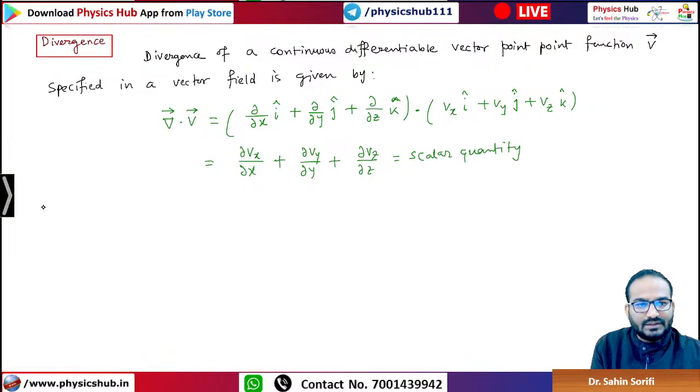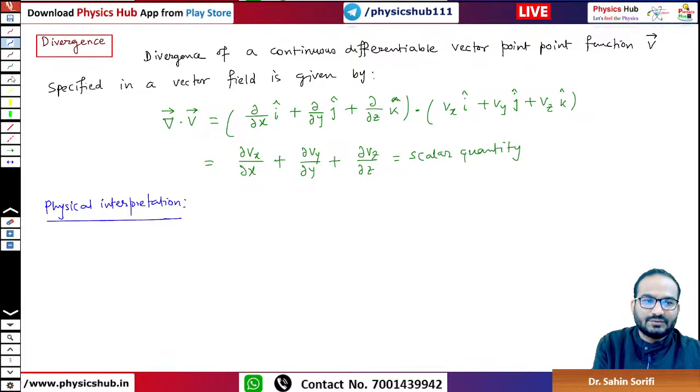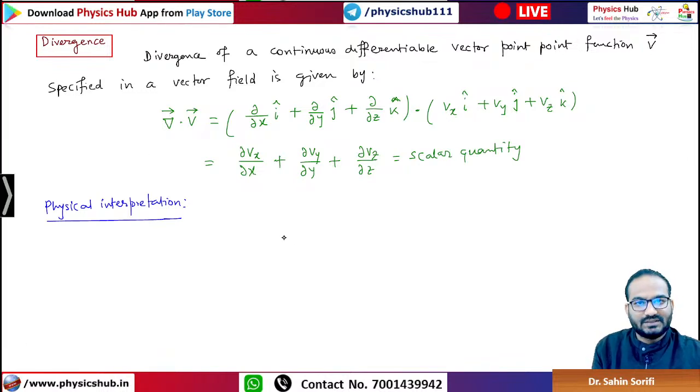Now let's quickly talk about the physical interpretation. The physical interpretation is quite obvious from its name. You can predict it from its name. It basically gives you a measure of how much the vector field is expanding. We'll also take the help of some picture to understand this thing.